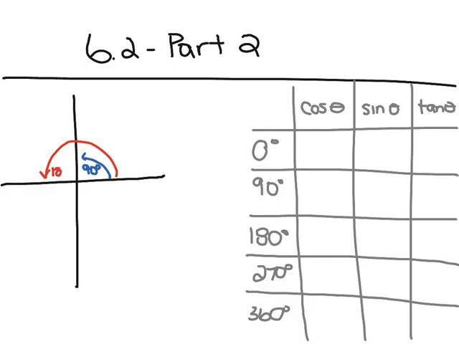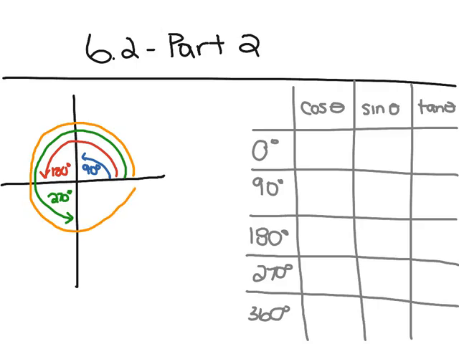180, the third one goes to 270, and the last one goes all the way around and crosses at 360.